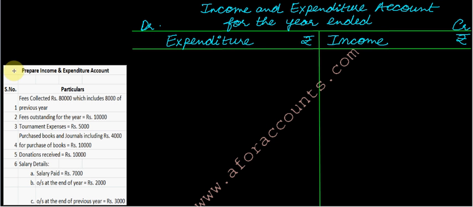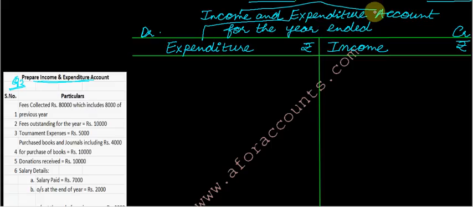Question number 2 for our not-for-profit organizations. This is question number 2. Prepare income and expenditure account. Now, whenever you read income and expenditure, immediately plot a T account, and first of all, what you do? Income and expenditure. Write expenditure first on the debit side and income take it to the credit side.